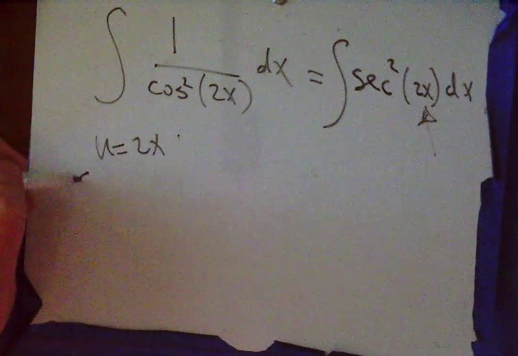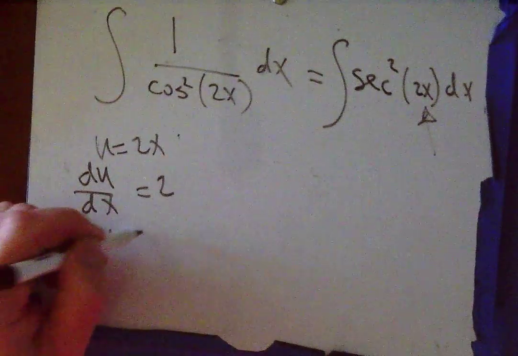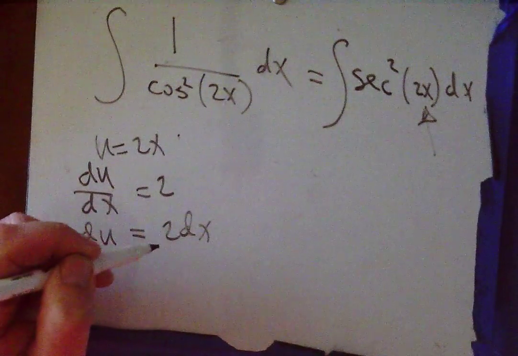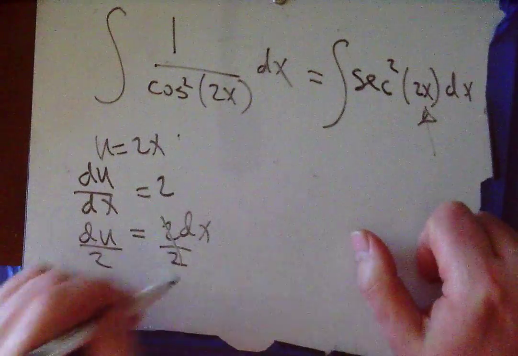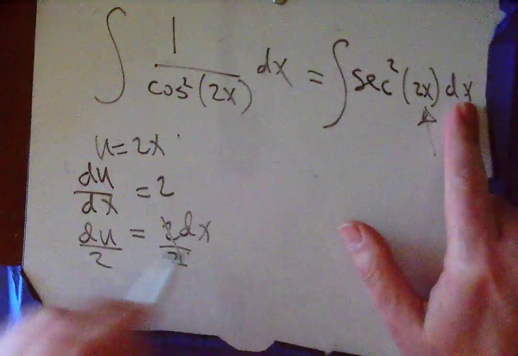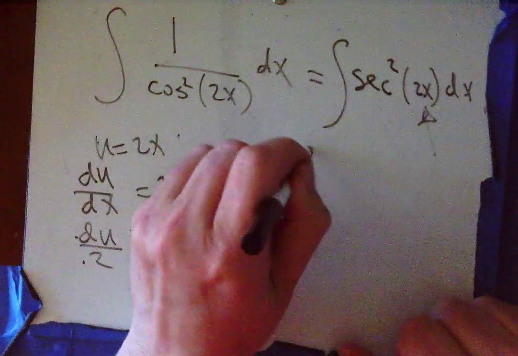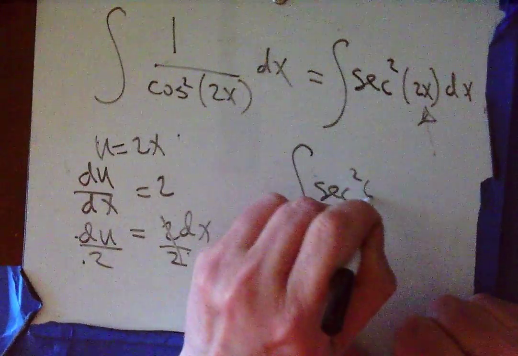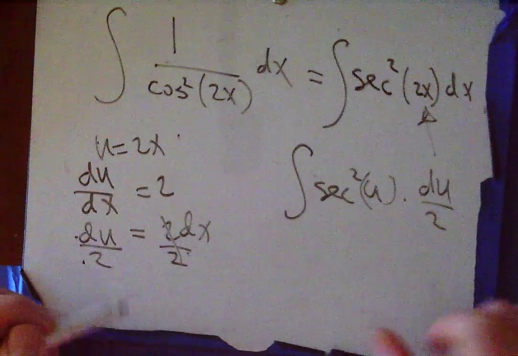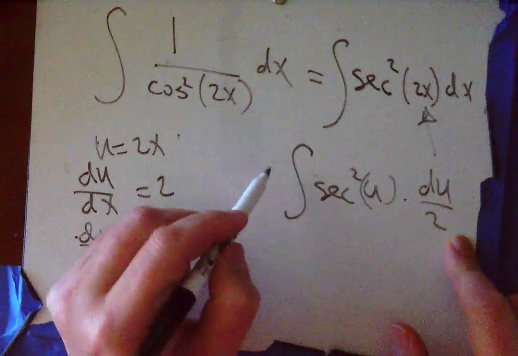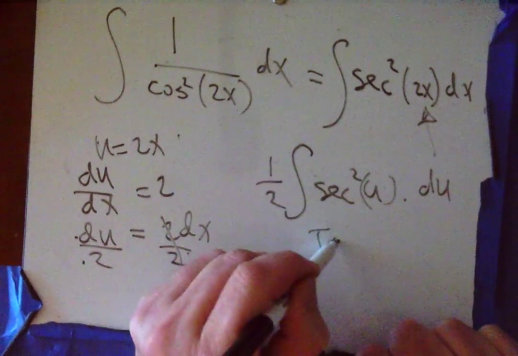Hey, welcome back. Hopefully you got du/dx is 2, and du equals 2 dx. Well, I don't see a 2 out here. I see the dx. I think I'm going to divide by 2. And I can replace dx with du over 2, and I can replace 2x with u. So this becomes secant squared u times du over 2. And I can migrate that, divide by 2, out in front. Whose derivative is this? This is tangent.